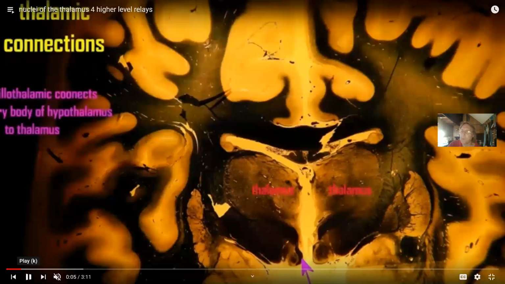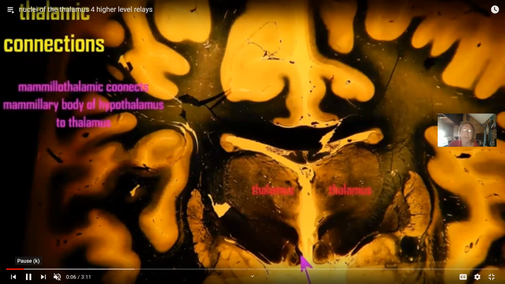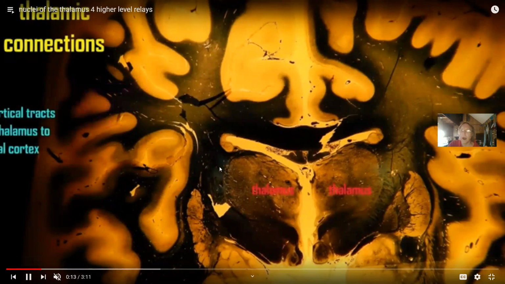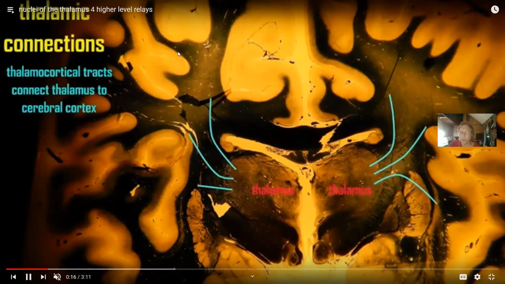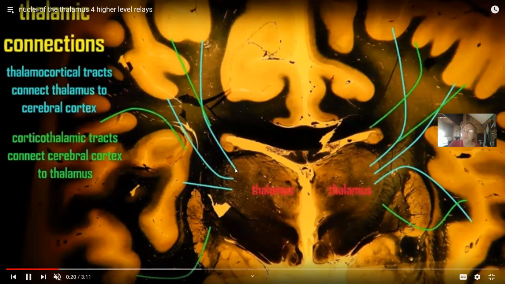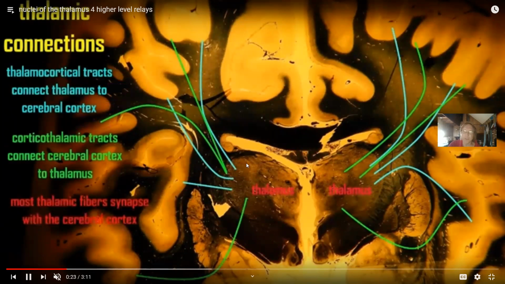But we should clarify what we mean by a relay, because the sensory relays are simple. They're called primary relays, where touch information is coming from the body. There's a synapse in the thalamus, which relays it onto the cerebrum. But then there are also higher order relays as well, because not only does the thalamus project to the cerebral cortex, but the cerebral cortex then projects to the thalamus, which then may project back to the cerebral cortex.